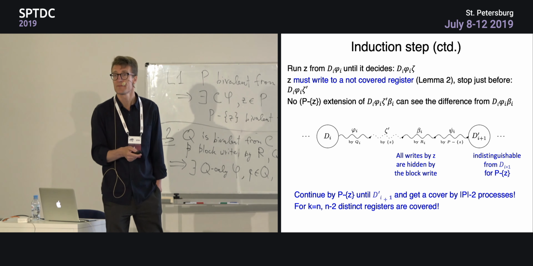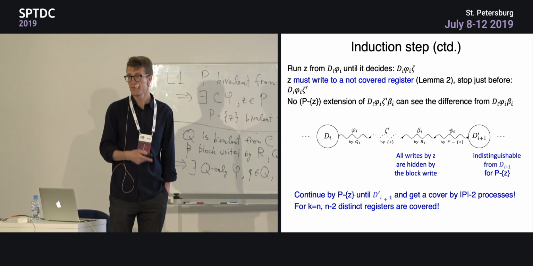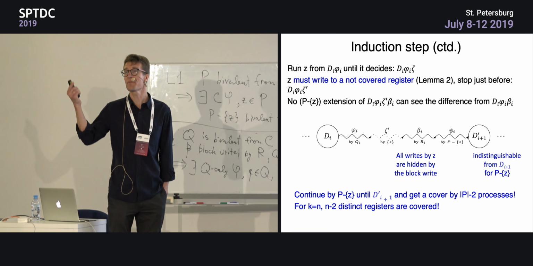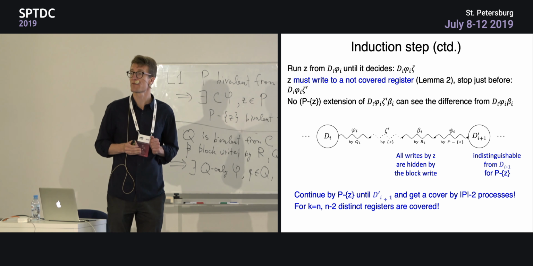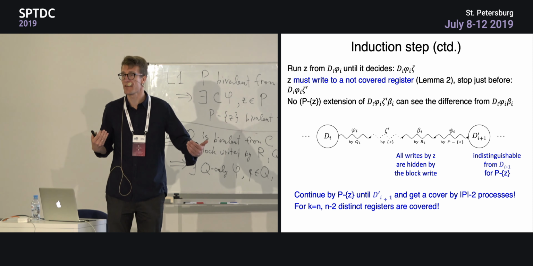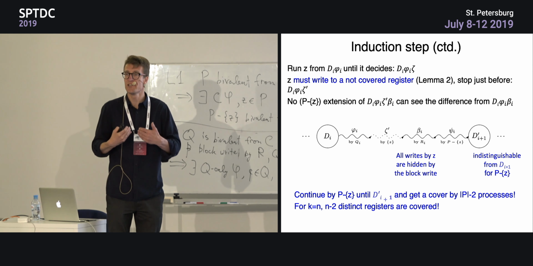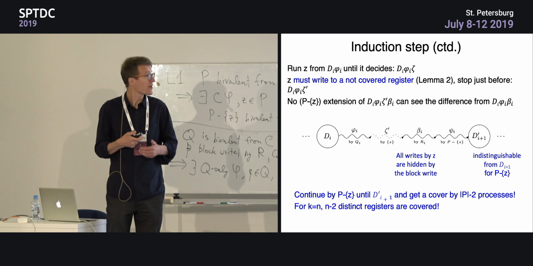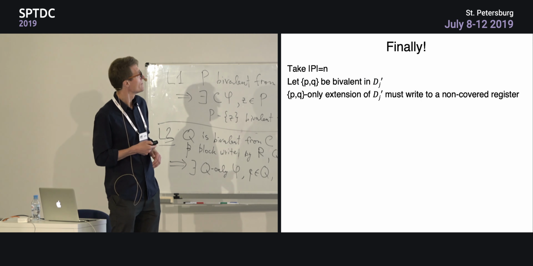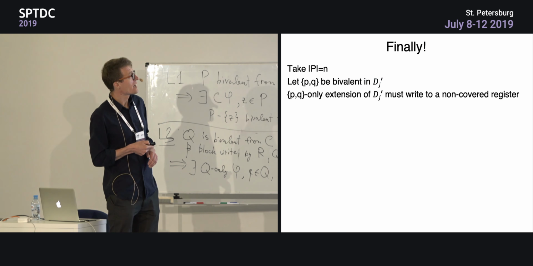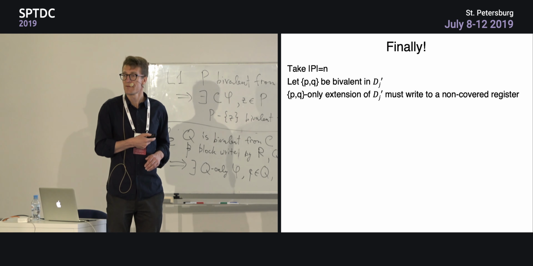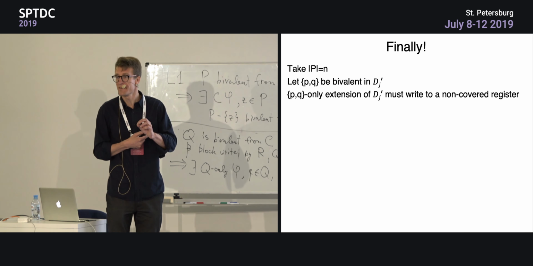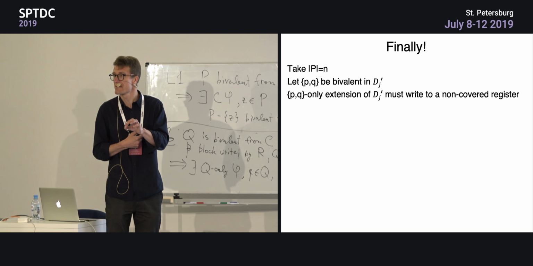And then I continue. So now I have DI plus 1 prime, DI plus 2 prime, DI plus 3 prime, up to DJ prime, which is exactly the same as DJ except for the local state of Z. So no other process than Z can see the difference between DJ prime and DJ. And remember that in DJ we cover all these registers S. And now we bring Z. Z actually covers something outside of S.